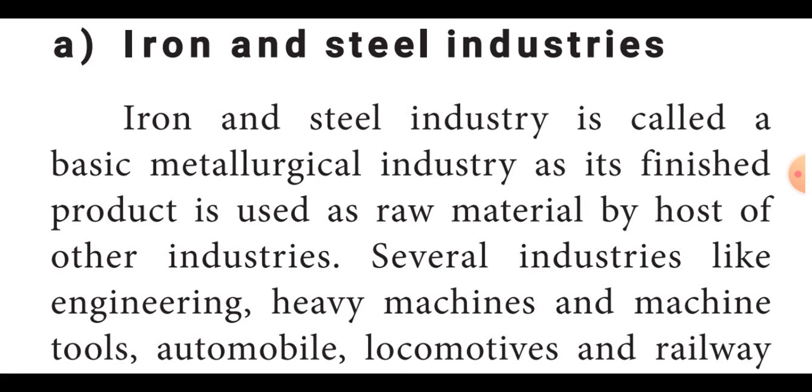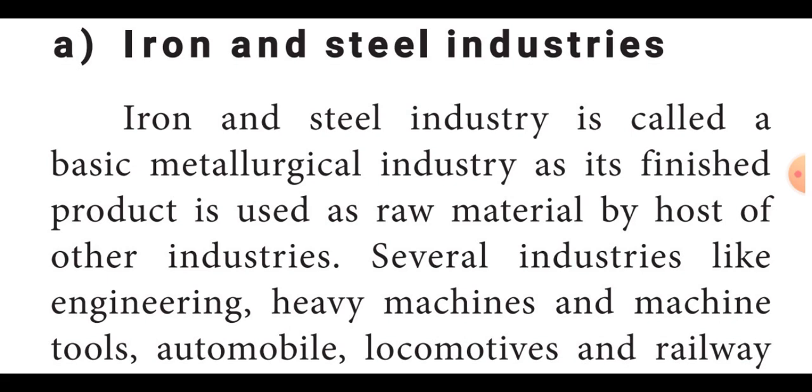That means the finished products are used as the raw material for other industries. Some things are produced with the help of iron and steel. For example, some engineering items, heavy machines, machine tools, automobiles, locomotives. Locomotives are vehicles used for pulling trains. Then some railway equipment. These are produced with the help of iron and steel.